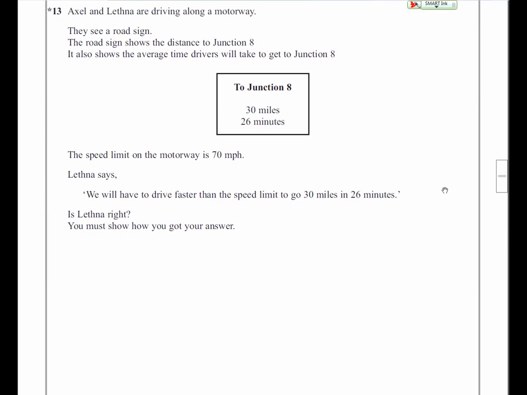Right, question 13. Axel and Lethner, I hope I've said these right. Apologies to anyone if I've not. Are driving along a motorway. They see a sign in the road. You know what? I see that sign in the road nearly every day. Anyway, the road sign shows the distance to junction 8, and we can see it's 30 miles, 26 minutes. It also shows the average time drivers will take to get to junction 8. That's nice of them. The speed limit on the motorway is 70 miles per hour.